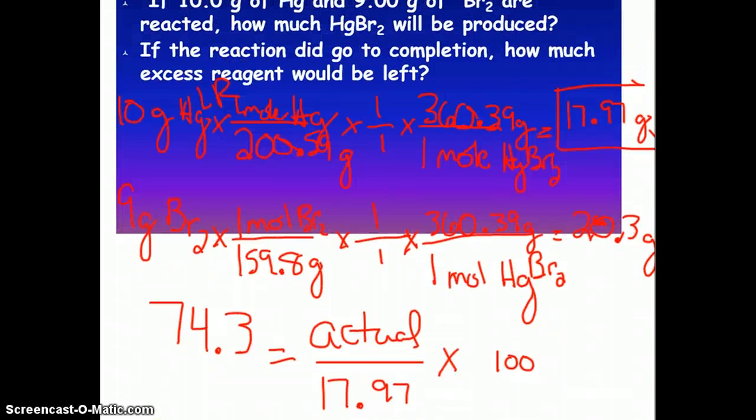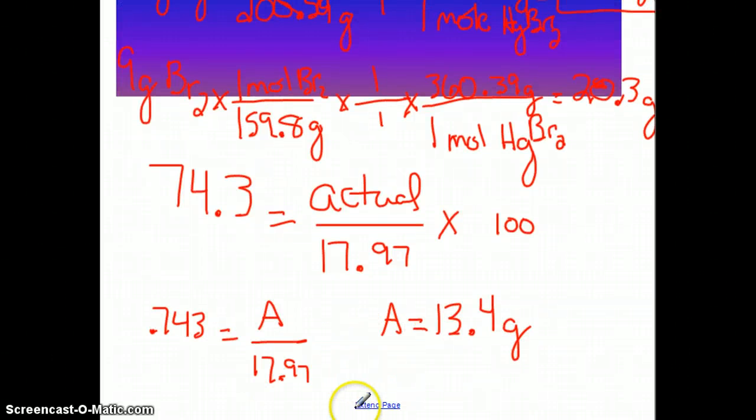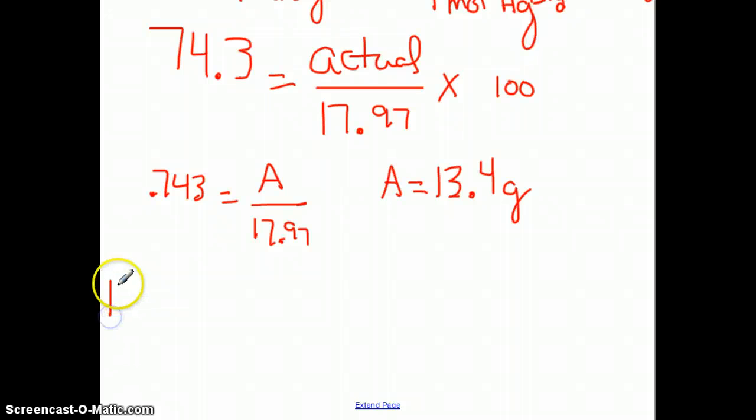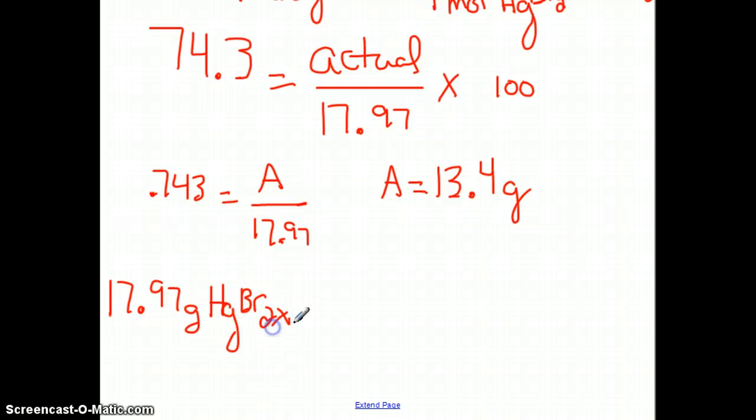Okay, the second part of the question wants to know if it did go to completion. So we're going to assume that it did have 100% yield, which it really didn't, and 17.97 grams were made of the HgBr2. How much of the excess, the bromine, would be left over? So we need to take the yield that we would have gotten if it went to completion, and we're going to convert this back to Br2. We know the molar mass of the HgBr2 is 360.39.